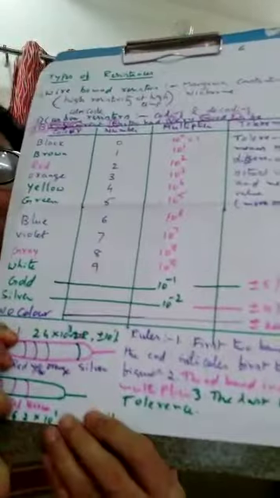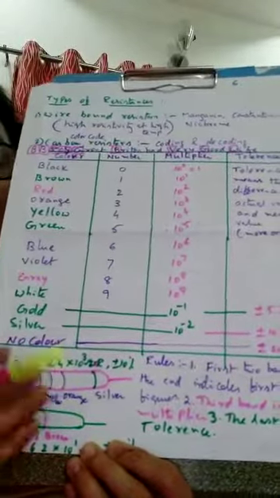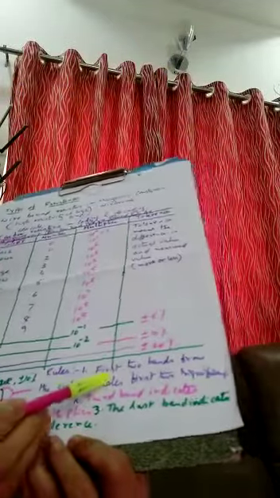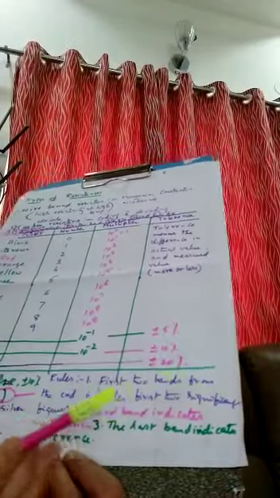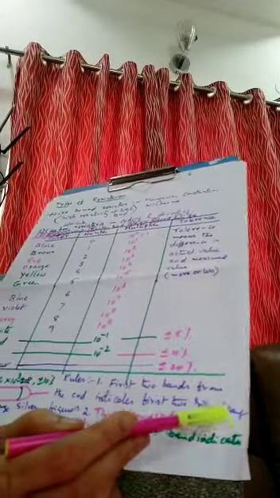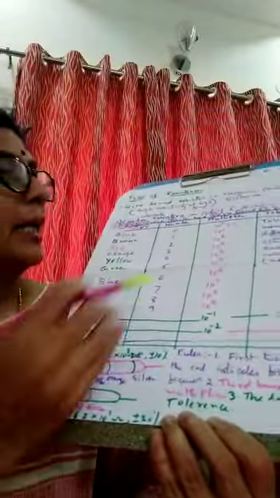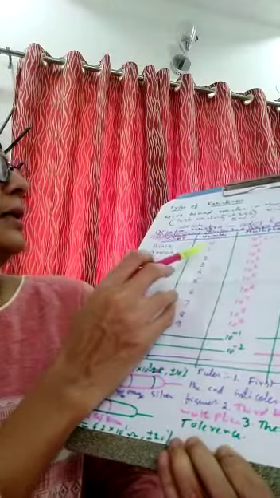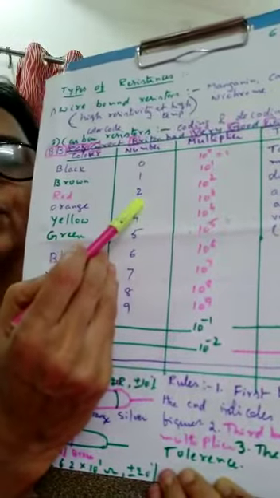Got it? Then how do we decode here? First of all, the first 2 rings, first 2 bands from the end, indicate the first 2 significant figures, that means numbers. Here, what is there? Red. Red means how much number here? Red is 2, okay, 2.